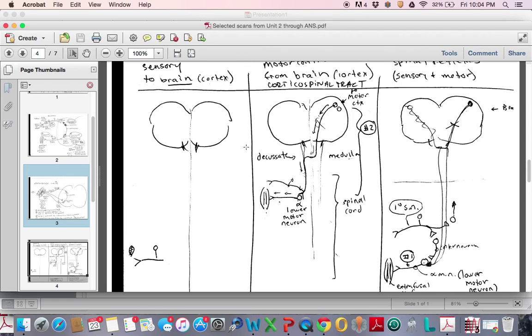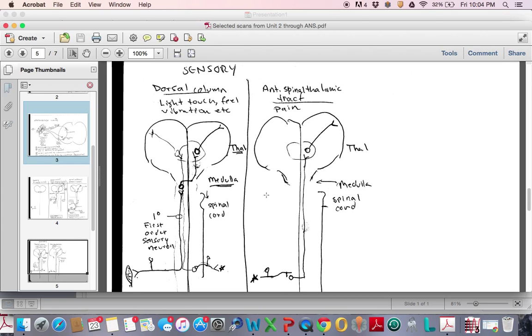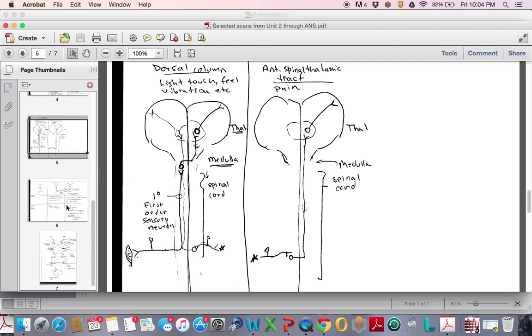The sensory thing was depicted here, but really it's described on the next slide, where you can see two different pathways that we talked about. This is anterior, but it's actually the lateral spinothalamic tract, the one that we have to know. And it just shows the pathway of these different neurons, how they are traveling up to the spinal cord.